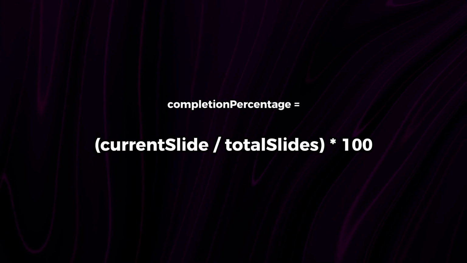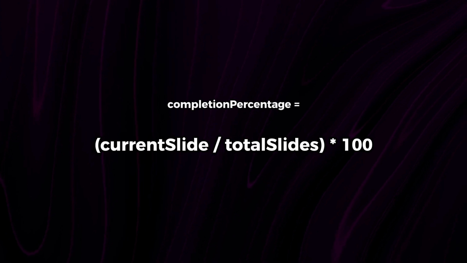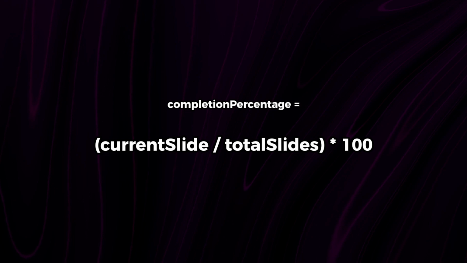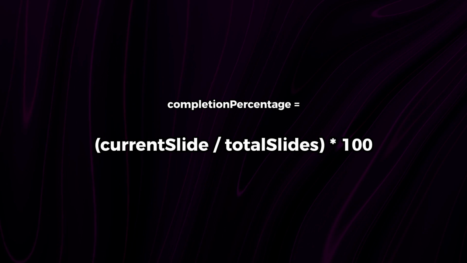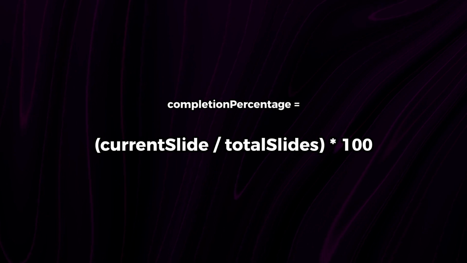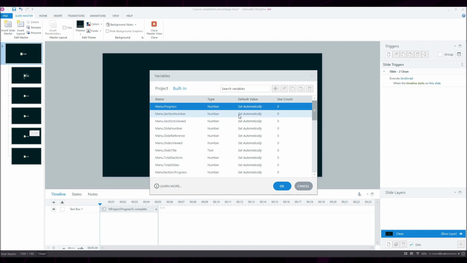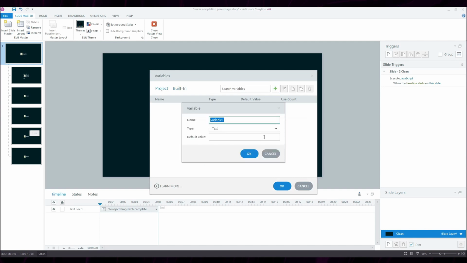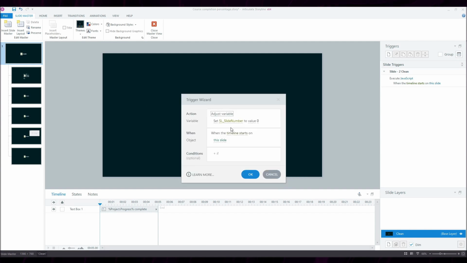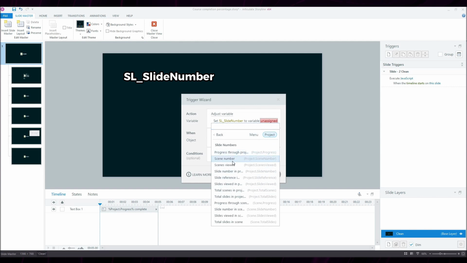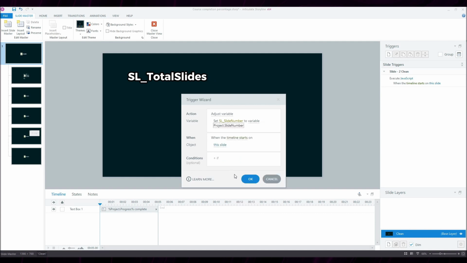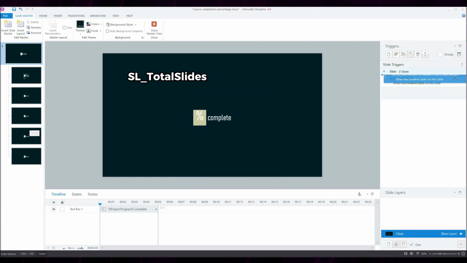Well, this is the formula I need to calculate the completion percentage. I need the total number of slides in the project and the slide number of the current slide I'm on. Then divide and multiply by 100, and that's the completion percentage. So now I'm gonna go to my master slide and create two Storyline number variables. The first is to store our slide number, make it equal to project.slideNumber. And the second to store the total number of slides in the project.